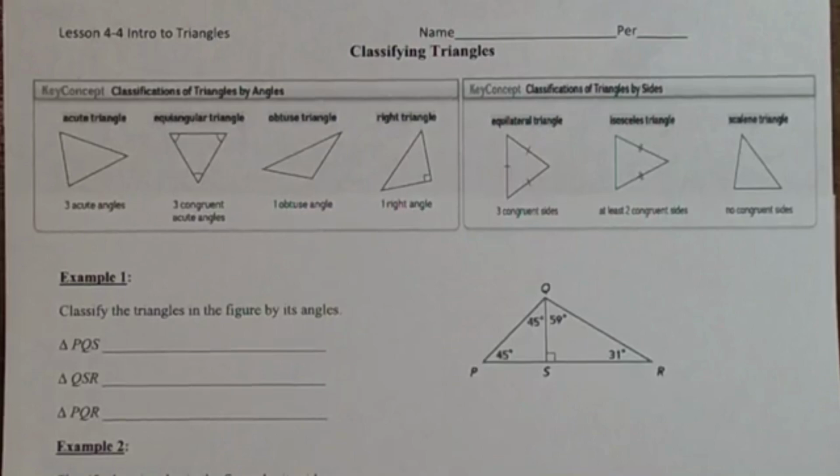But I need to have a joke of the day. In this case, the joke of the video. Why is the obtuse triangle always upset? It's because he's never right.